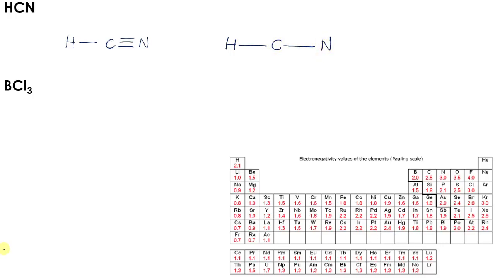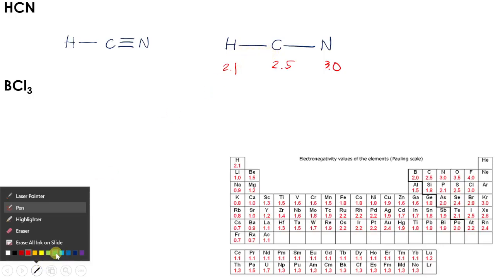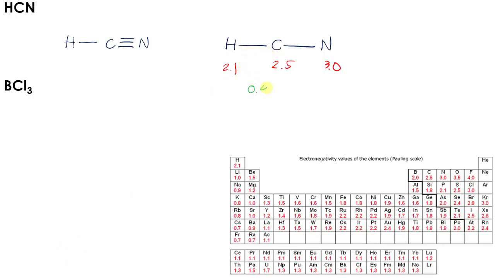So here for hydrogen, the electronegativity is 2.1. Then for carbon, that is 2.5. And then for nitrogen, that is 3.0. It's composed of two bonds. We have the bond between hydrogen and carbon. Let's focus here first. The difference here is 0.4. That's 2.5 minus 2.1. The difference is 0.4.